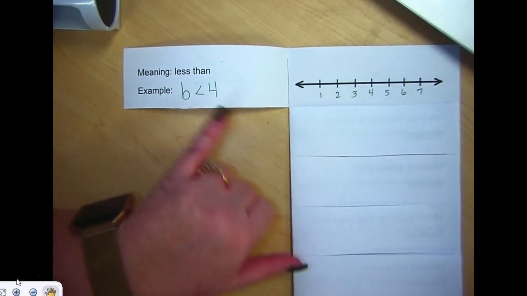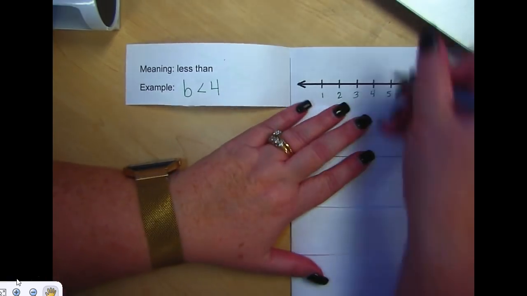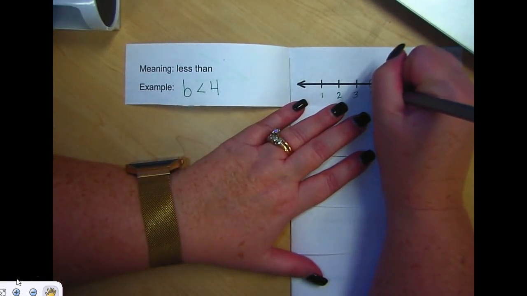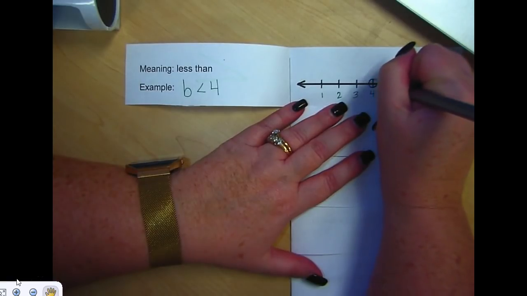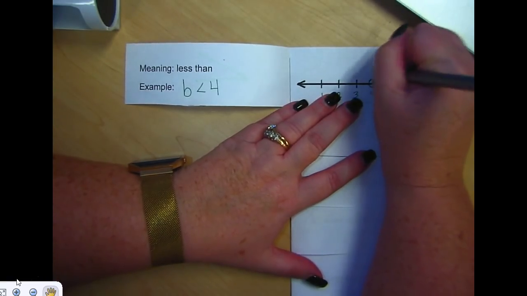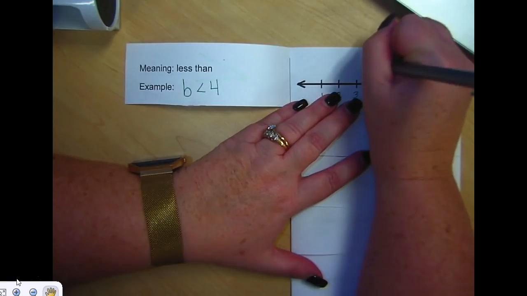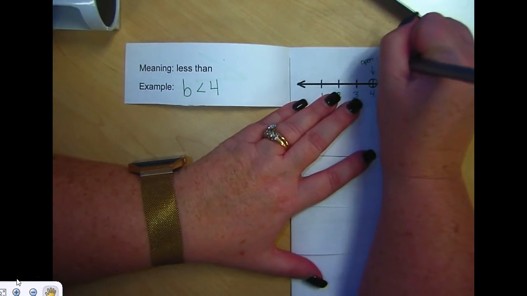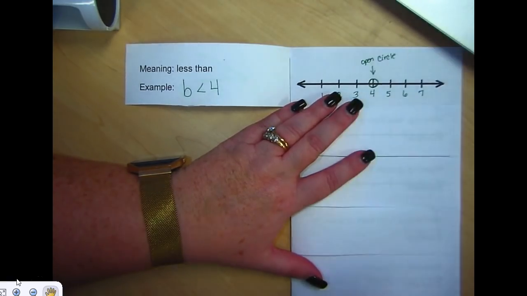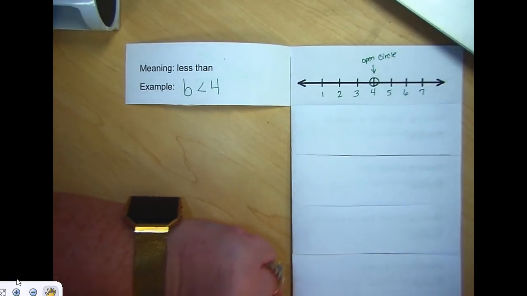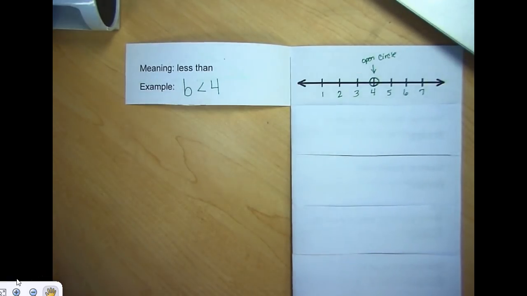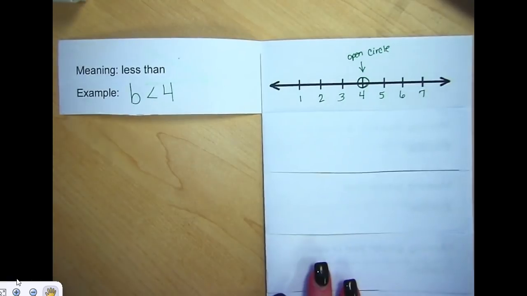So if we got an answer that B is less than 4, it doesn't include 4. So you have to have an open dot. Do you remember this from last year? Okay, so open circle, because it does not include 4. B is any number less than 4. So open circle. Do you need me to zoom in a little bit?